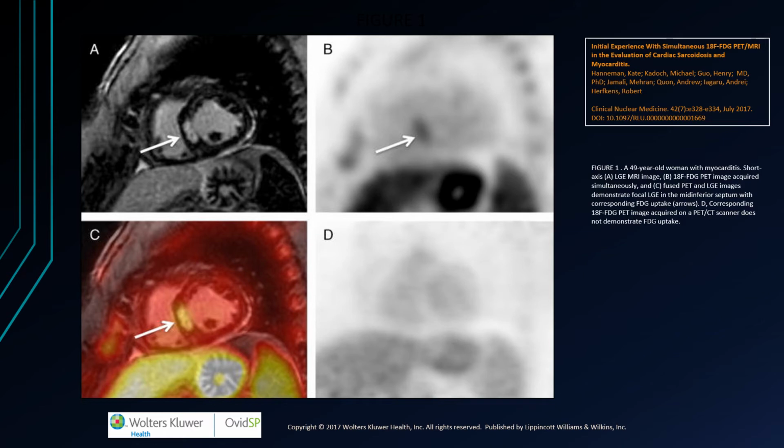So even though you don't see it on the PET-CT, it's quite possible that because the PET-MR was acquired a little bit later compared to the PET-CT image, there was a chance for the area of infection to take up the FDG. But it's unclear how much the technology actually played into being able to find the focal area of abnormality.